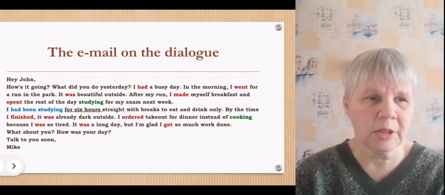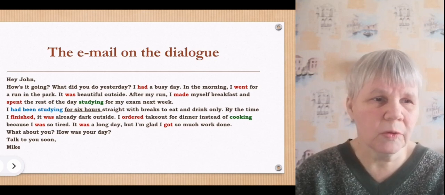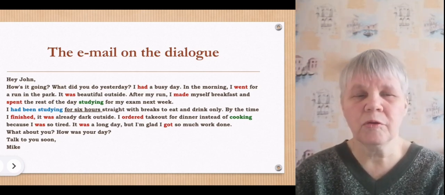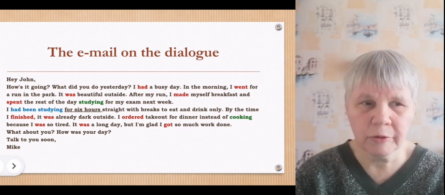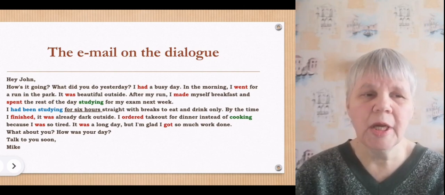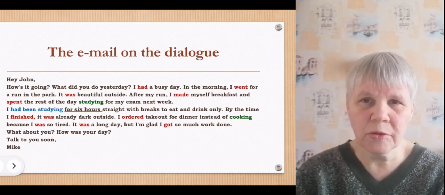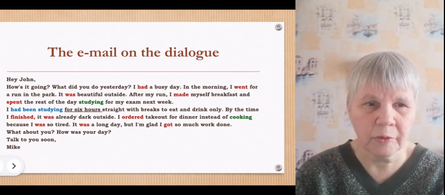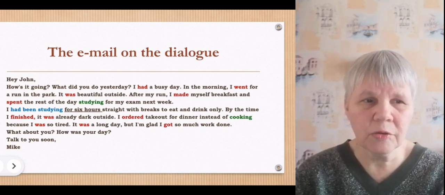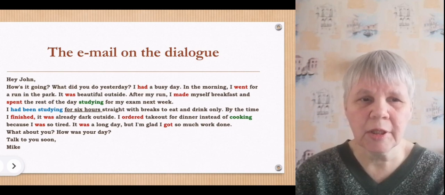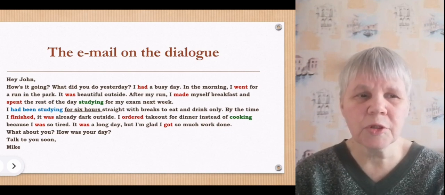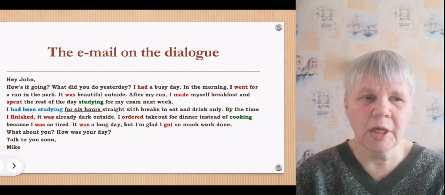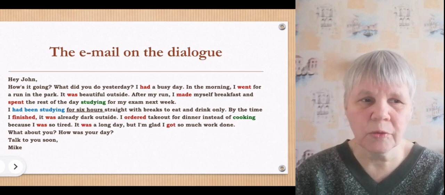We use ending ed. In blue, I had been studying. I hope you remember that if we have duration for 6 hours, then it's better to use present perfect continuous, had been, and the verb in ing form. And we have here two words in green, studying and cooking. The first one, ing form, it is participle 1, doing what?